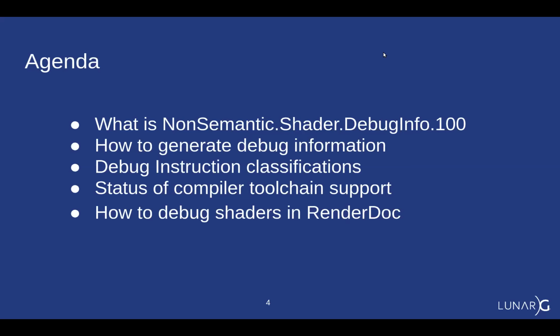First, we're going to start by talking about an extended instruction set for SPIR-V called NonSemantic.Shader.DebugInfo.100. Next, I'll show you how to generate debug information for your SPIR-V. I want to briefly go over some of the instructions inside that SPIR-V just to demystify it. Then I'll talk a little bit about the current development status of all this work. And finally, I'll show you how to use that debug information inside of RenderDoc.